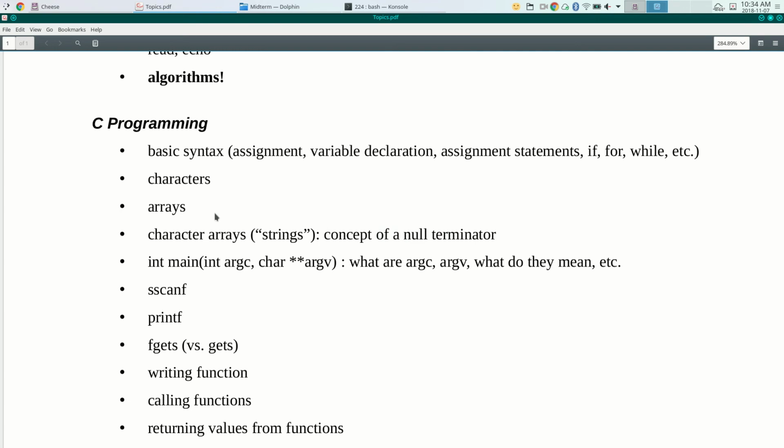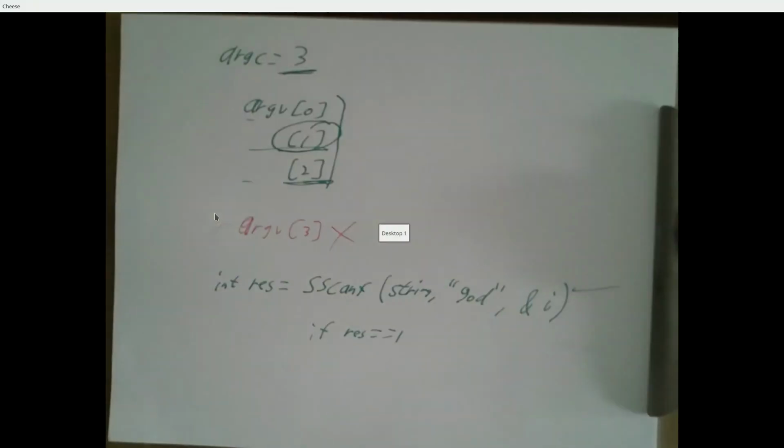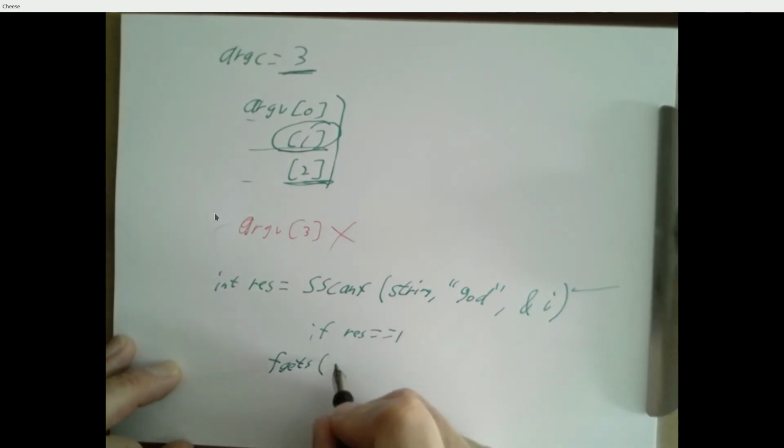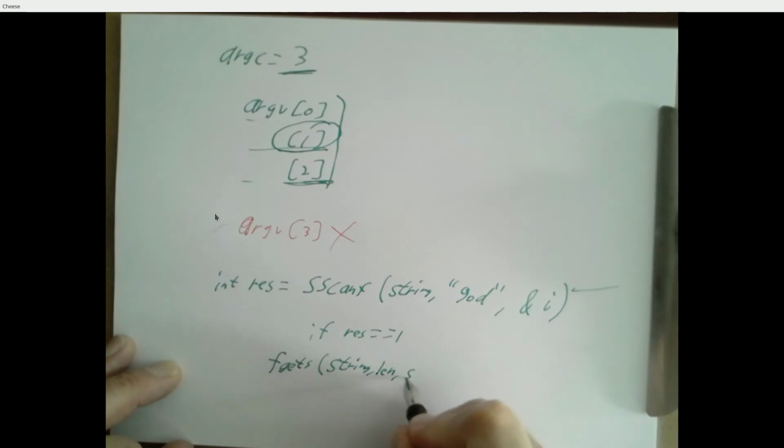Printf, I don't need to talk about printf, you've been doing printfs, but it's on there anyway. Fgets reads in an entire line of text, right? Don't use gets. Gets is not safe. Fgets, and probably the only way we've used it so far is like this.